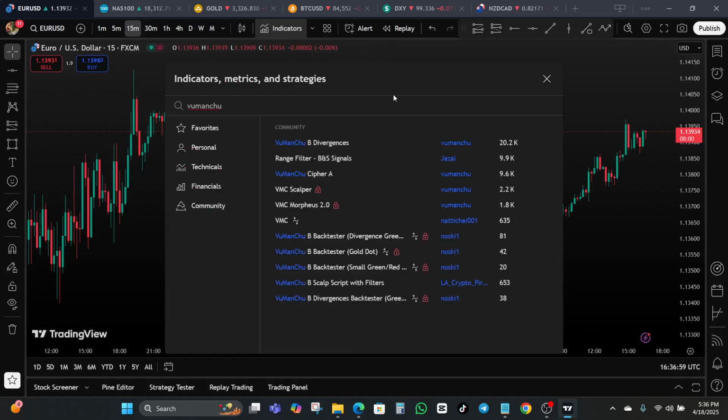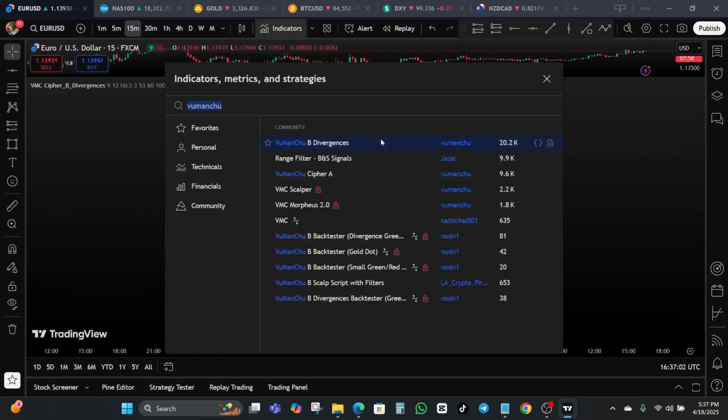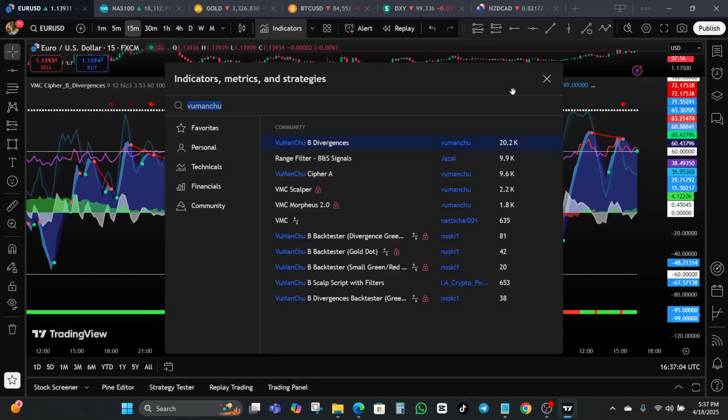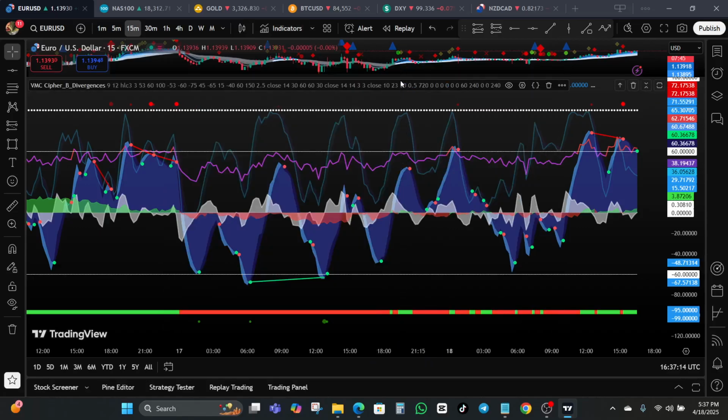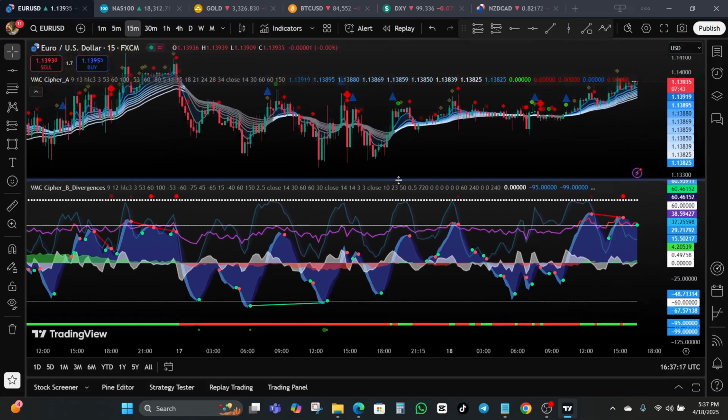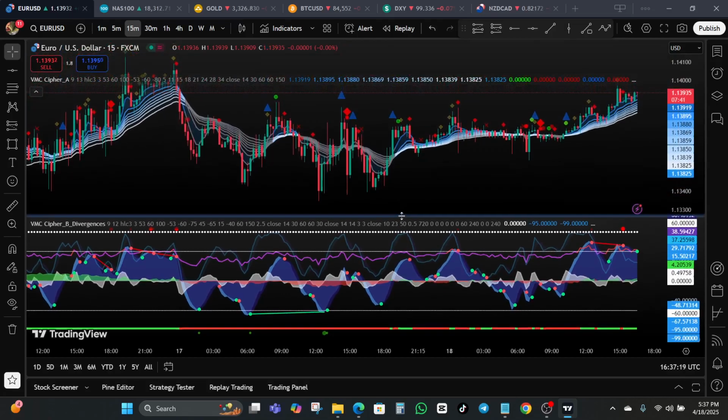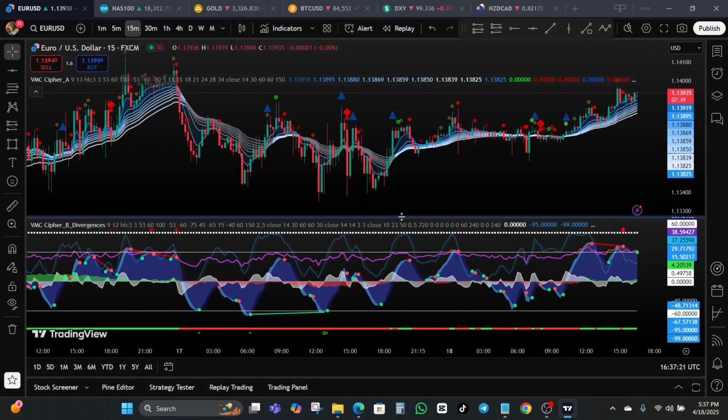So let's start by adding the Vumanchu indicators that we need for this strategy. All right. So here we go. Let's just bring this down a bit, so we can see what we're doing clearly.